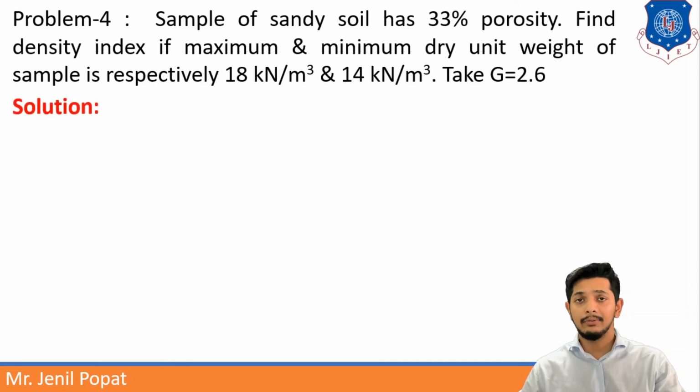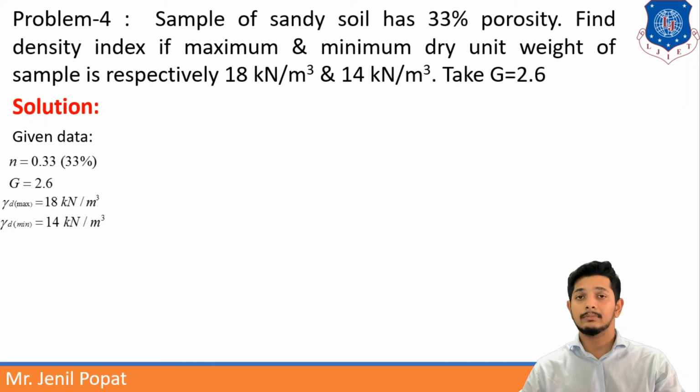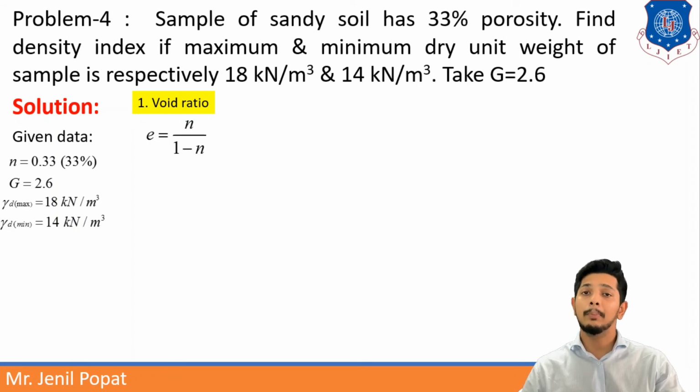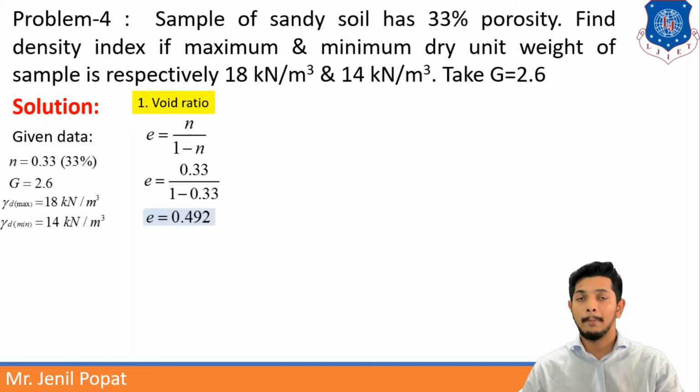Let us write given data first and then go to solution. Here, I am given N is equal to 0.33 as 33% of porosity, G is equal to 2.6 and gamma D max 18 and gamma D minimum as 14. Let us solve the problem. We need to find three things here. First thing, that is void ratio. I will use void ratio formula as E is equal to N upon 1 minus N as I am having porosity. I am putting porosity value as 0.33. I will get void ratio as 0.492.